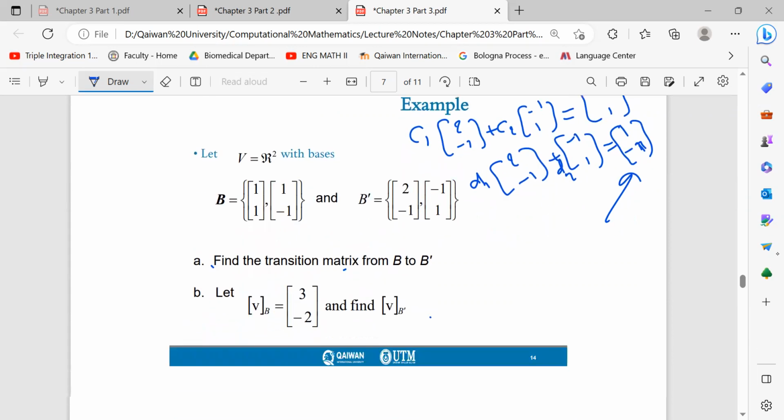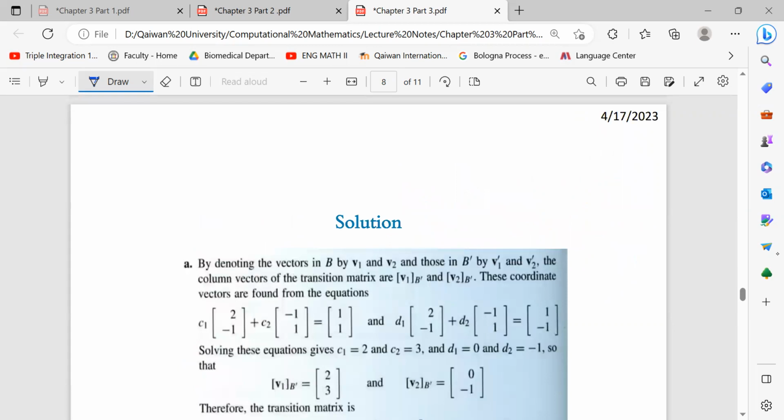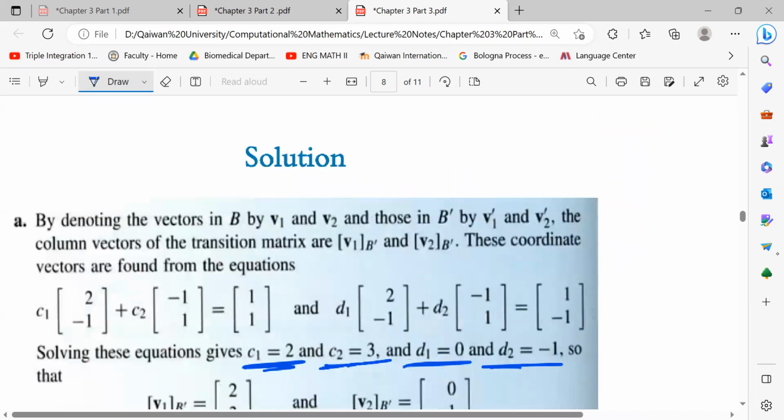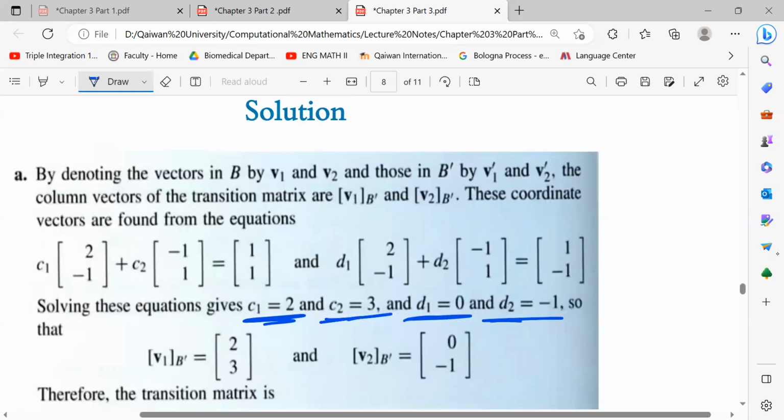Now, from these two equations, what do we get? We get values for C1, C2, and D1, D2. We get these four values. So C1 is 2, C2 is 3, D1 is 0, D2 is -1. That's it.